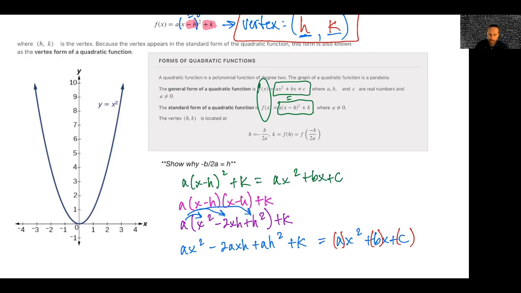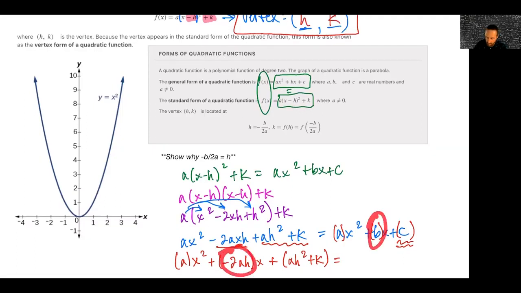So if I rewrite this in a different form, I end up having something times x squared. And then I want the thing that has the x by itself. I'm going to write plus negative 2ah times my x, plus all the other stuff that doesn't have x's with it, which would be my constant. So we get the ah squared plus k. And since we know that those are equivalent, then we know that my b and this negative 2ah have to be the same.